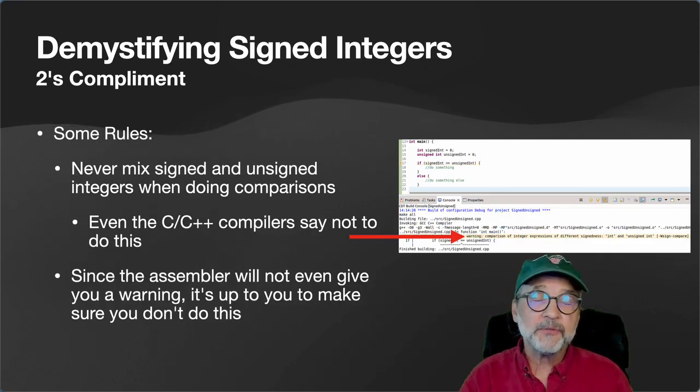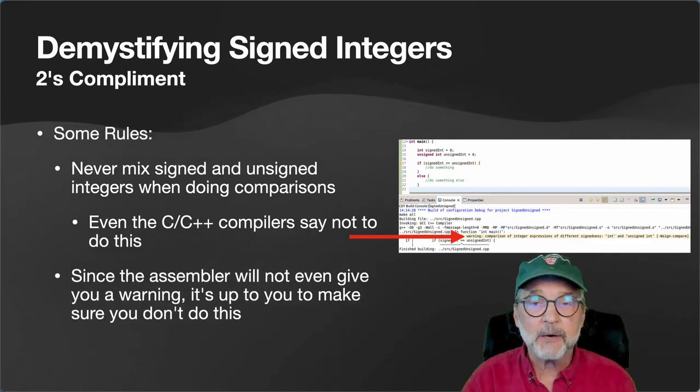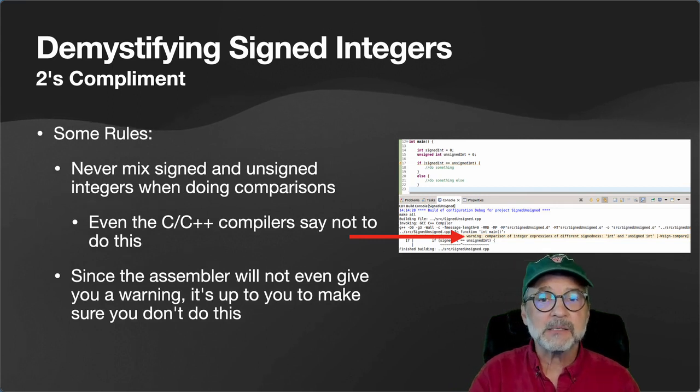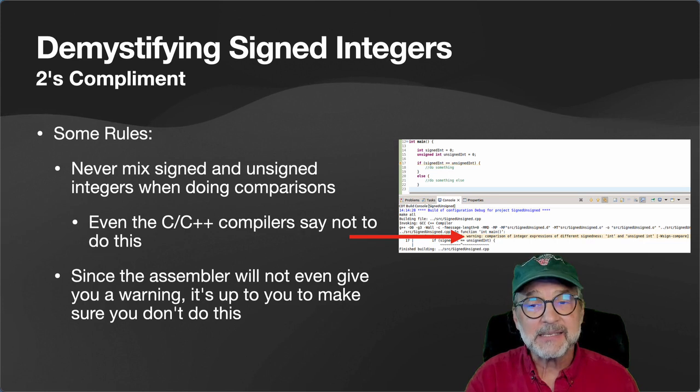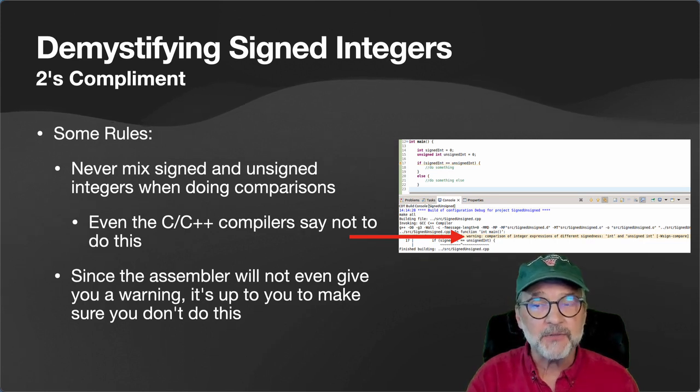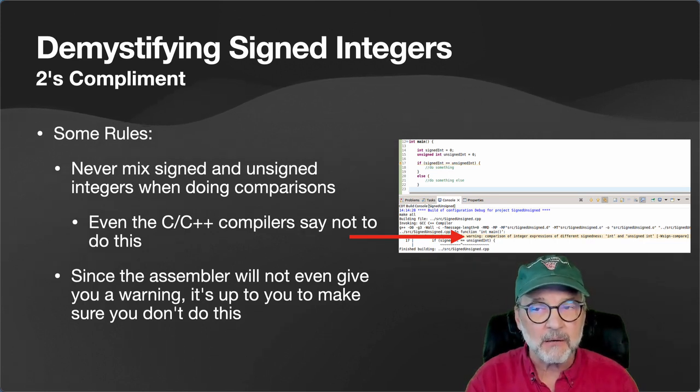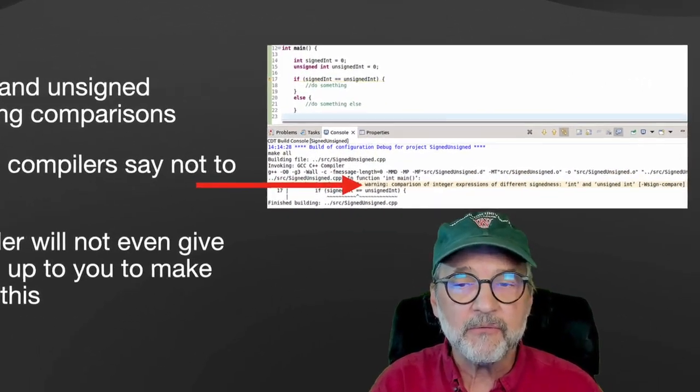So, some rules that I've used in my career: never mix signed and unsigned integers when doing comparisons. In fact, even in C and C++, the compilers, if you do that, as you can see by this code here, this code has 2 variables.